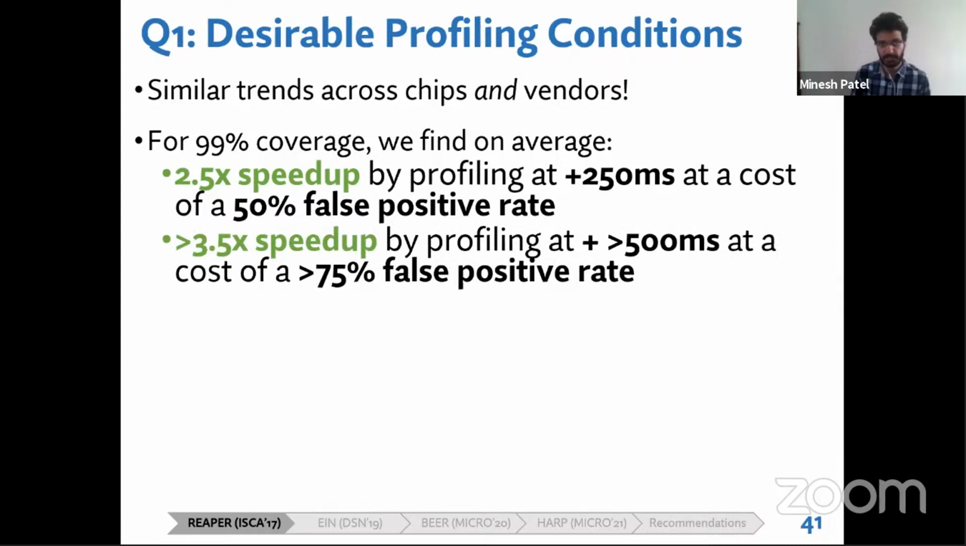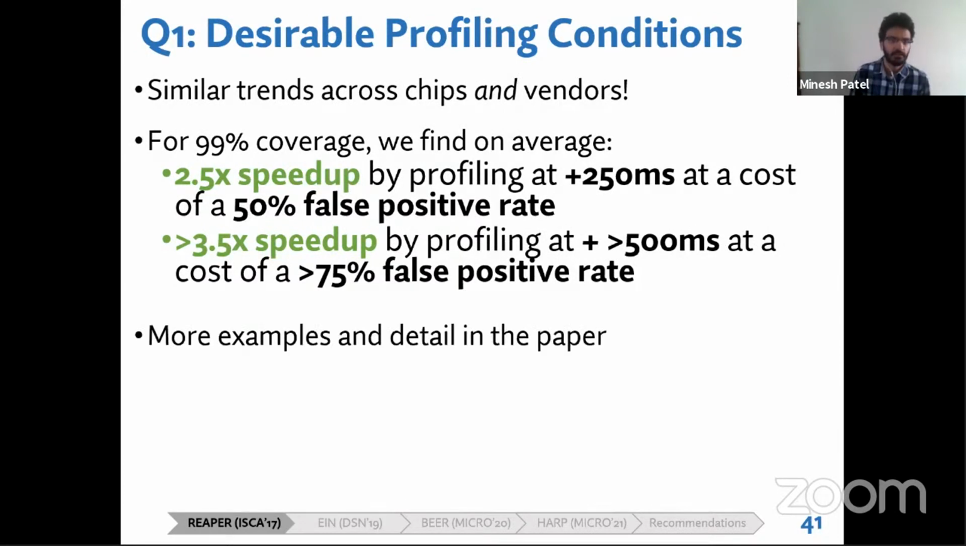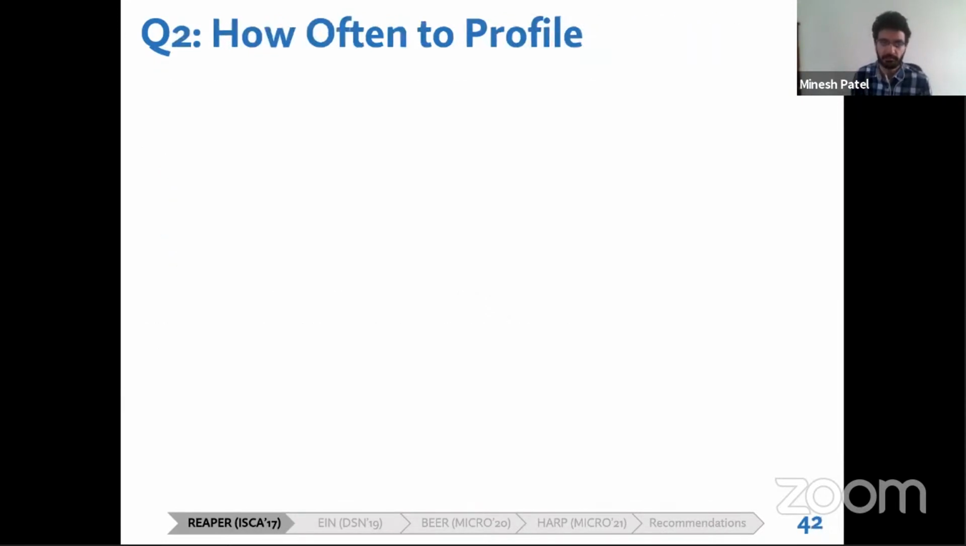And we can actually push the speedup to over 3.5x by profiling 500 milliseconds higher than the desired operating conditions, but this comes at an increasing false positive rate. Now, we have many more examples of the trade-off space and more detail about it in the paper. And so if you're interested, we encourage you to take a look at it.